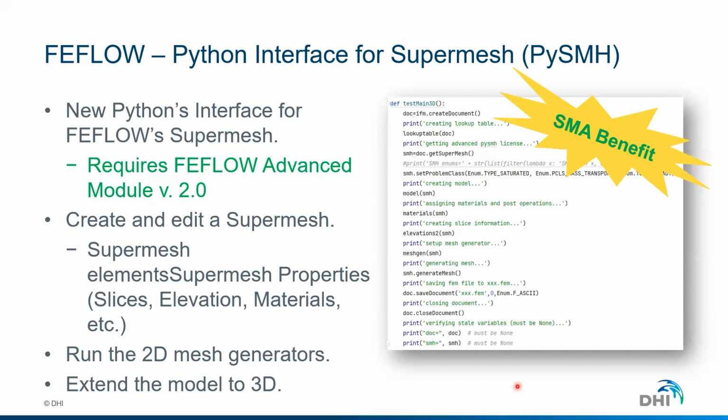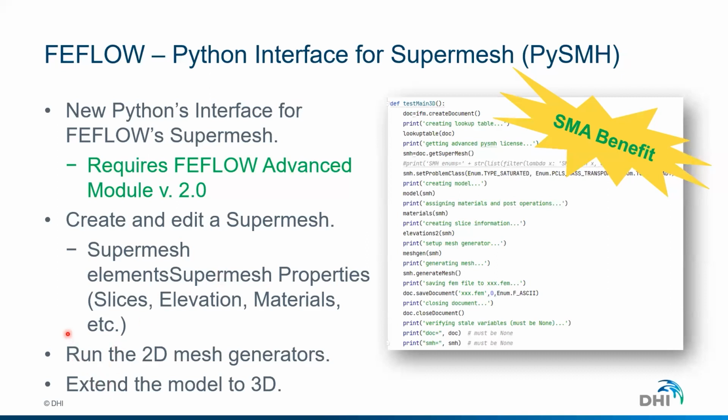So what is in this package? You have the possibility to create and edit existing super meshes. If you create a super mesh, you can add a number of super mesh elements. Super mesh elements will be points, polygons, and lines. For super mesh properties, you can define the number of slices, elevation data, and material properties.